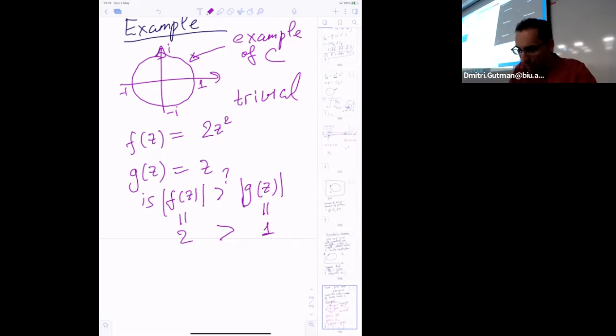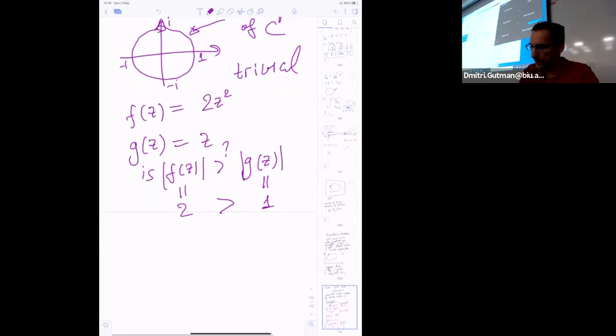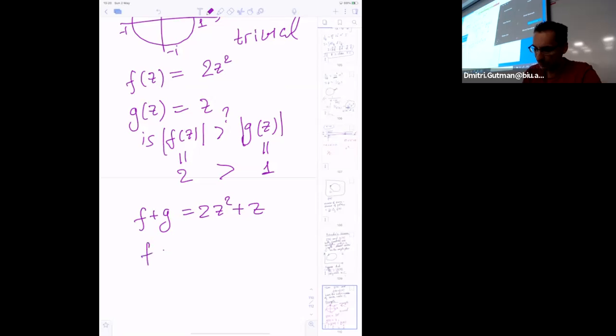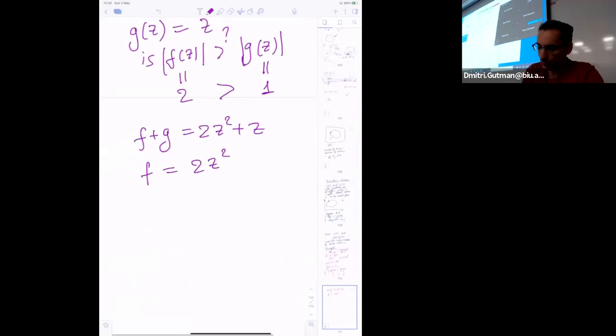I apologize, but okay. So 2 is greater than 1. That's good. So these two functions satisfy the condition. Hopefully, it's less trivial than the previous example. So what shall we do? Let's check how the function f plus g looks in this case. 2z squared plus z. And supposedly, it must have the same number of zeros as the function f, which is 2z squared. So the number of zeros inside the unit circle has not changed. So let's explore the zeros of this function. Where is f plus g equal to 0?